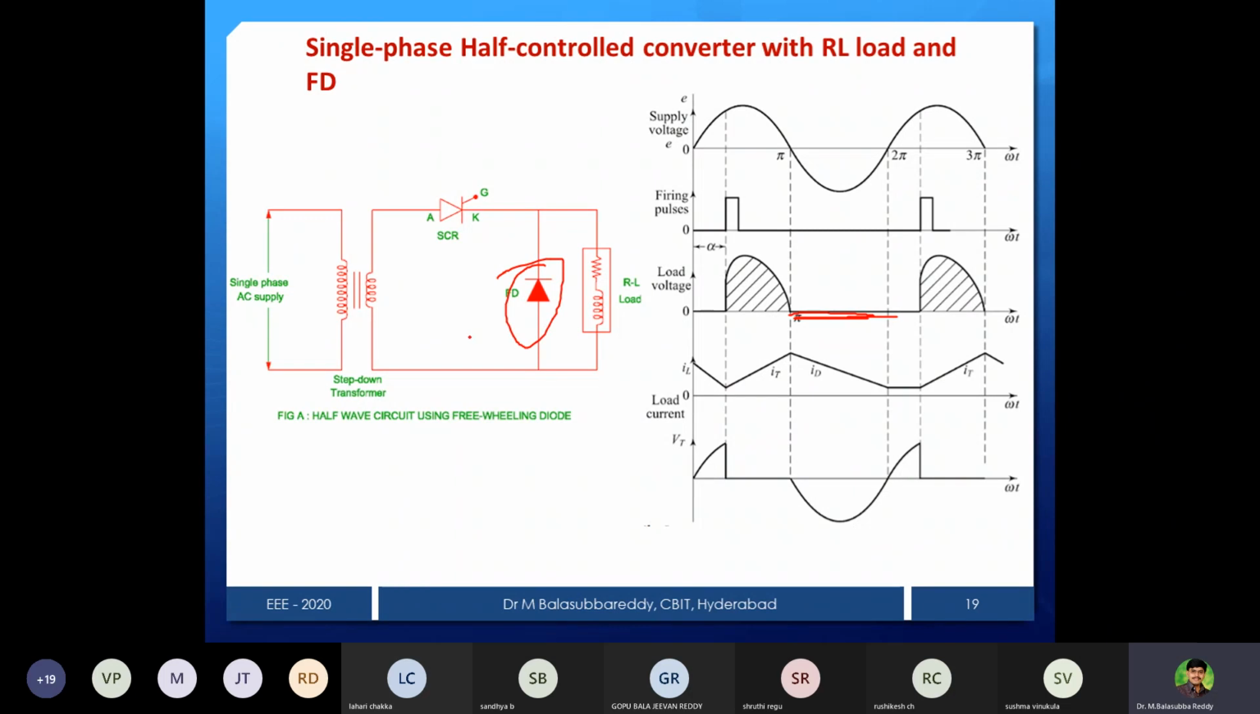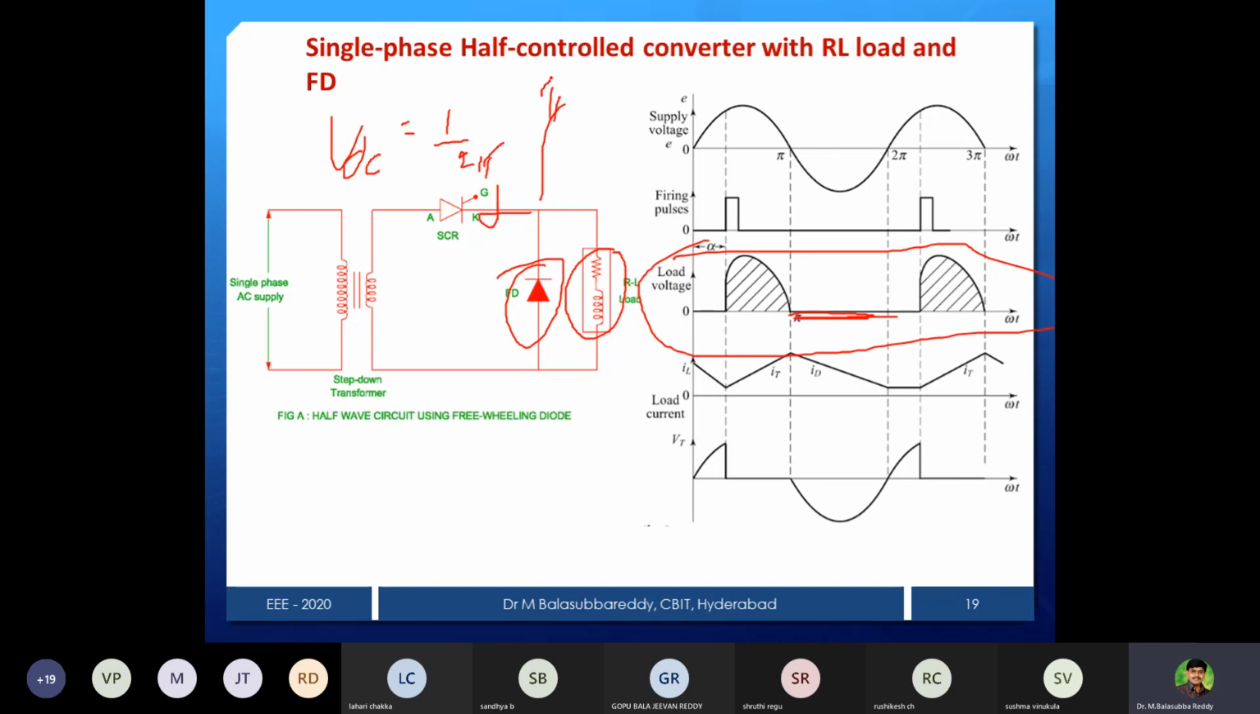Now what is the advantage of using that? Even if you use an RL load, your expression is the same as the R load expression because the waveform is the same. Now what are the limits? VDC is equal to 1 by 2 pi, because the waveform is the same, the expression is also the same, alpha to pi only, Vm sin omega t. Then you get Vm by 2 pi, the integral of sin omega t gives minus cos omega t, which is as usual the same as R load. So even if you use an RL load, you will get the same output voltage as the R load.